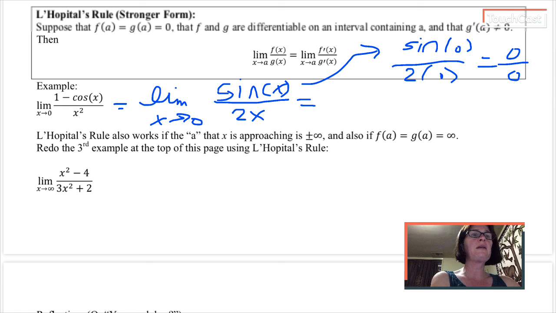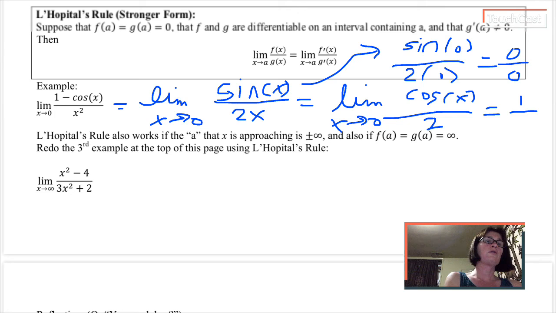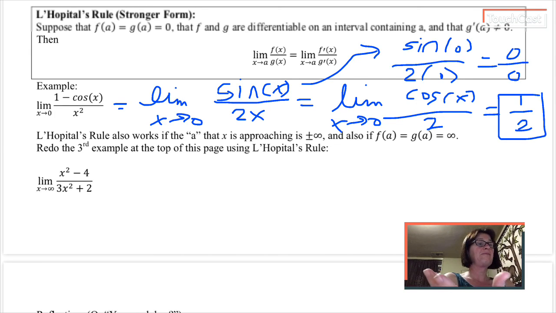I'm going to take the limit as x goes to 0. The derivative of sine x is cosine x. The derivative of 2x is 2. Now when I replace x with 0, I'm going to get cosine of 0, which is 1, over 2, so 1/2. So I've used the stronger form of L'Hopital's rule, and I have been able to find an answer, where using algebra here would have been very difficult.